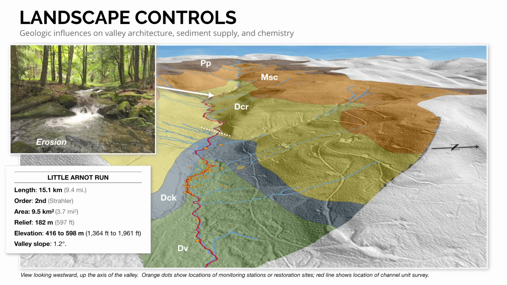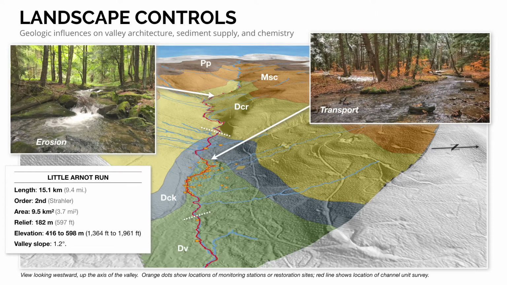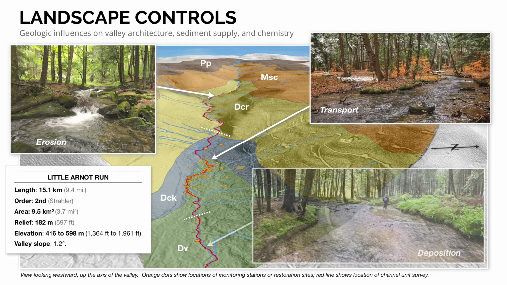In terms of energy and fluvial processes, it can be helpful to divide this fluvial system into three zones. Firstly, a zone of erosion in the headwater reaches where channel gradients exceed 2%. Secondly, a zone of transport where gradients are between 1.4 and 2%. And thirdly, a zone of deposition where the gradients are less than 1% near its confluence with Arnot Run.